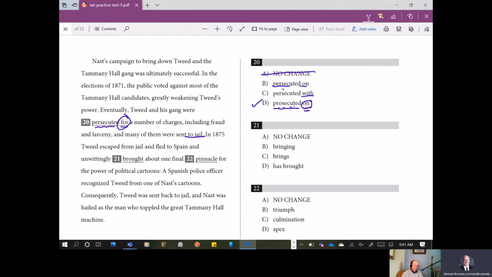That doesn't work. And to be persecuted with would be to use those, to employ those things. So you're not being physically on them, you're being done with them. So we can eliminate all these because you wouldn't be persecuted with fraud and larceny. You would be charged with those or prosecuted on them. So that's why they're messing around with that with, for, and so on and so forth.